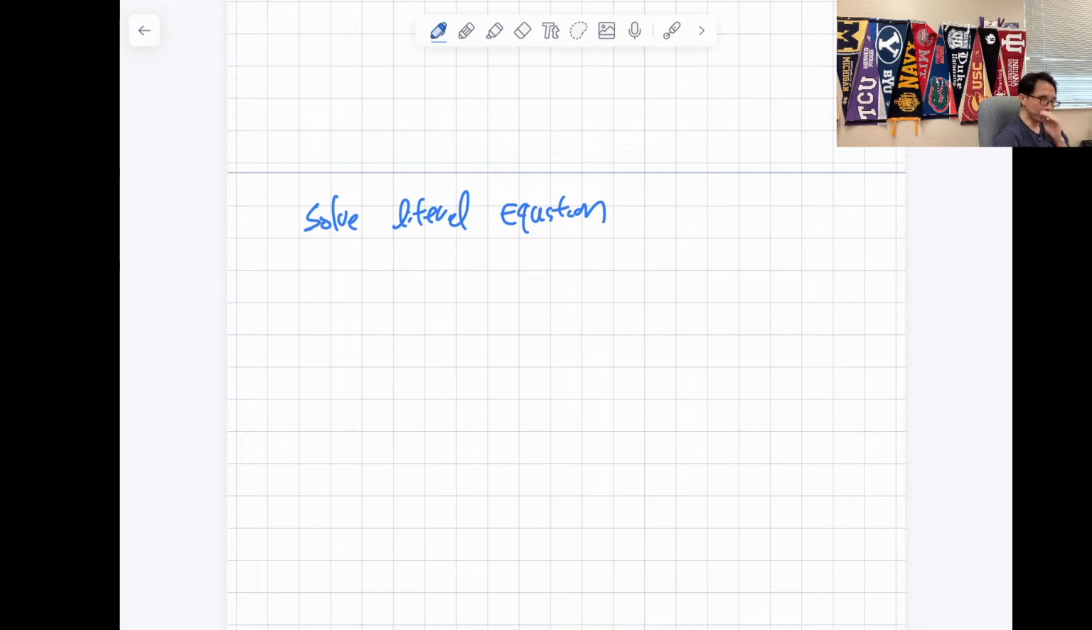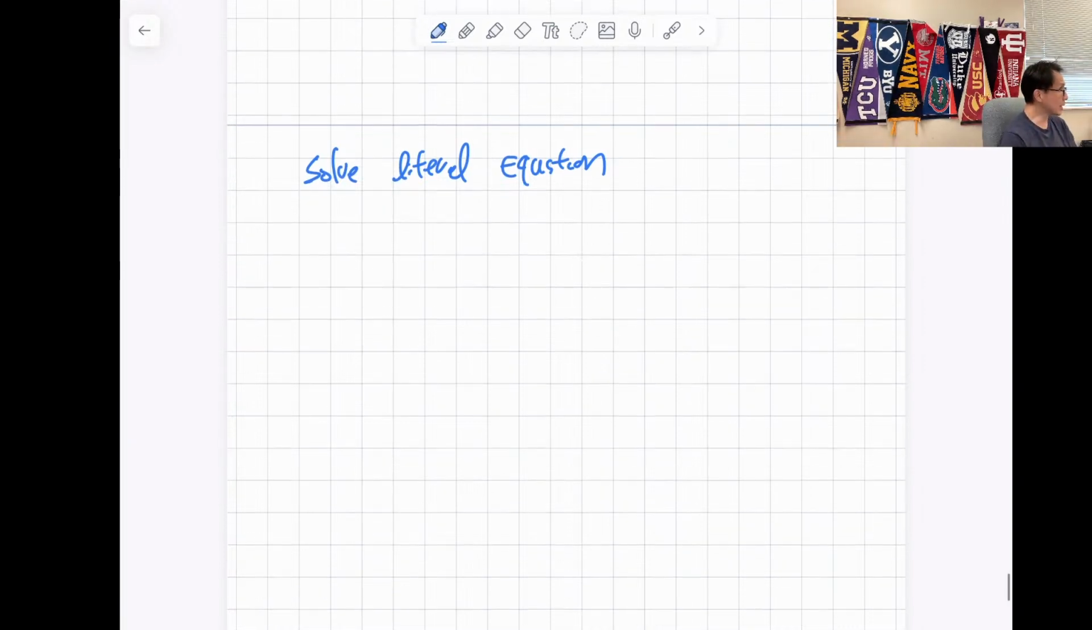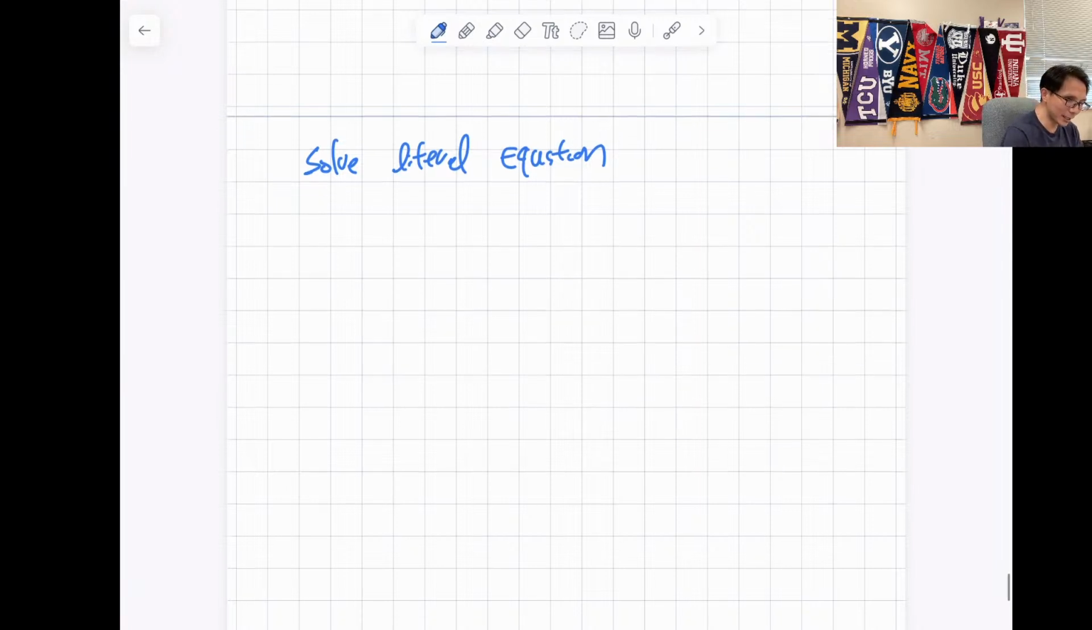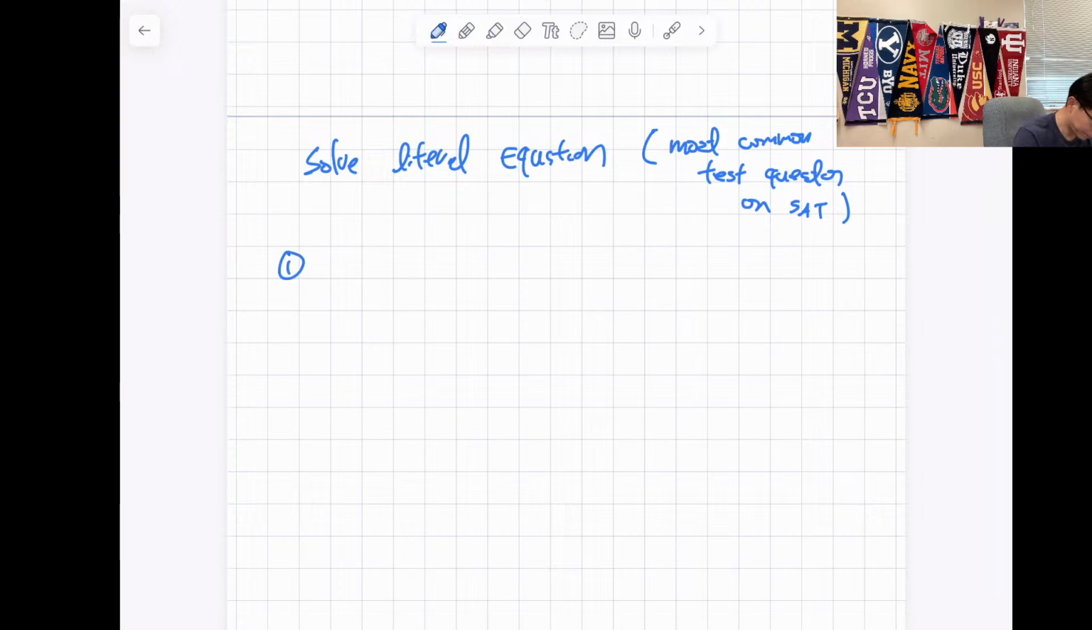So what is solving literal equations? This is one of the most commonly tested topics on the SAT. Most common test questions on SAT. You have to try to know it. So first thing first. I'm gonna write down 4 different things, 4 different ideas.